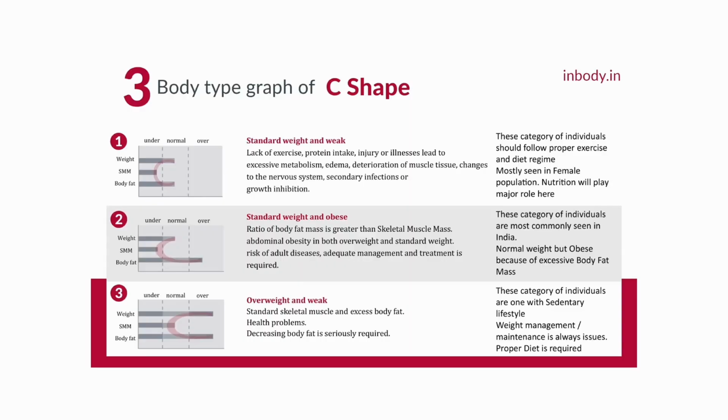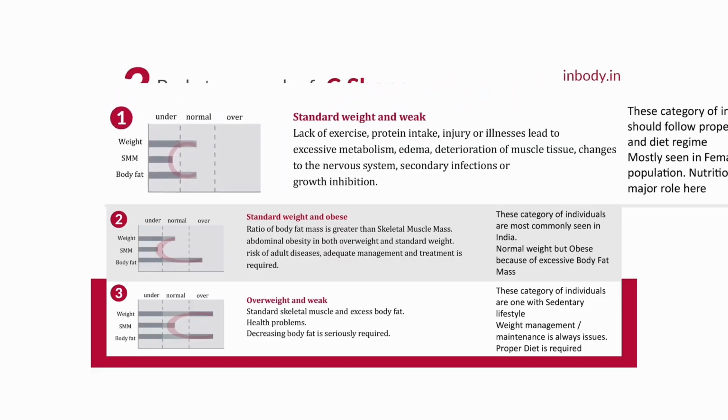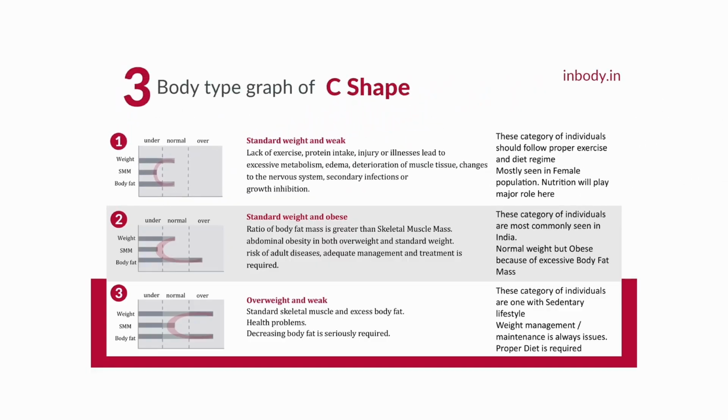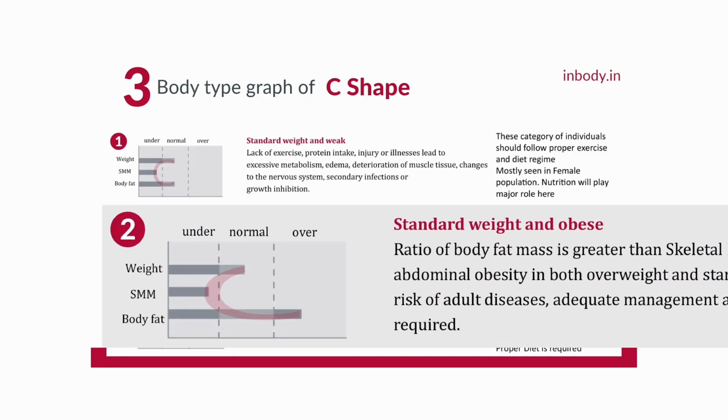Further, we'll be seeing more segregation in these three types of graphs. There are three types of the C-shaped graph. The first one is standard weight and weak, where the weight is normal, muscle mass is less and body fat is a little high. So since the muscle mass is less, the person is a little weak. The second type of the graph is where the weight is normal, muscle mass is less, but body fat is high. So this is a standard weight and obese category. Even though the person may seem normal because the weight is normal, since there is more body fat in the body, the person is considered obese.